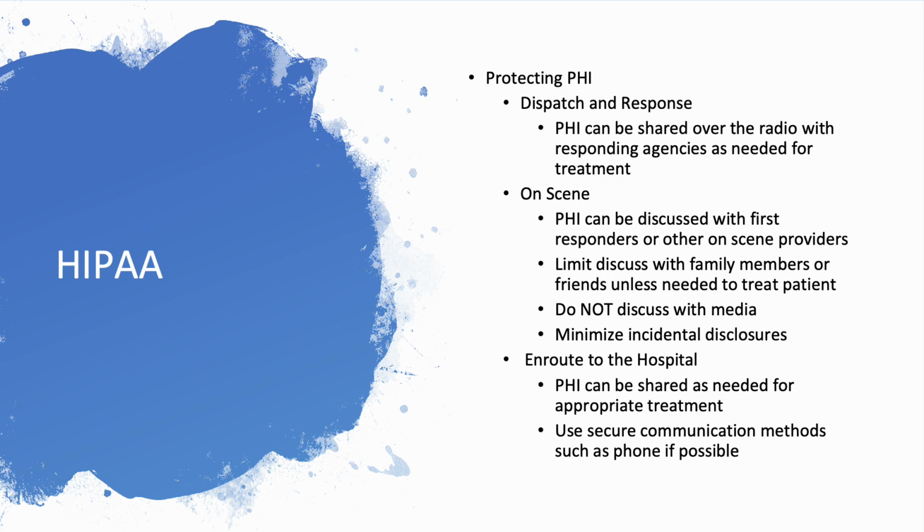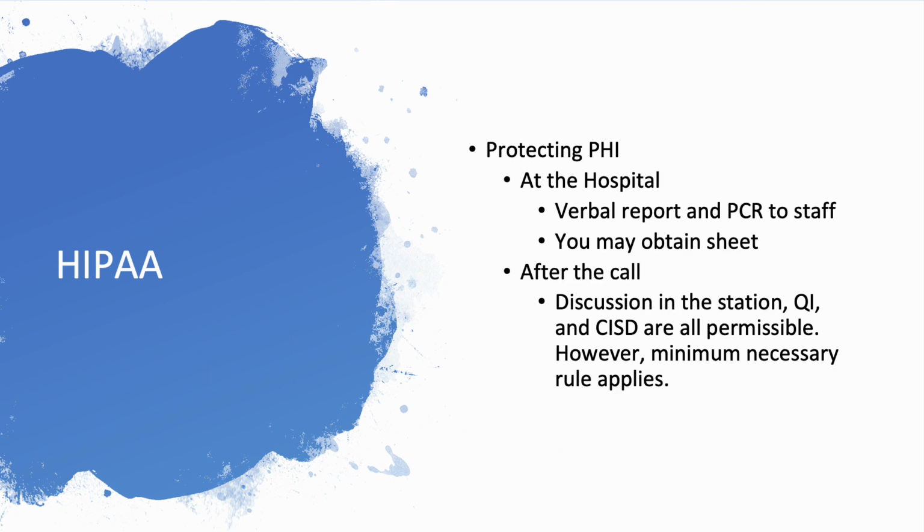So how do we protect it? Make sure we don't share information over the radio. On scene, try to discuss with only first responders. Limit discussion with family members or friends unless it's needed to treat the patient. Don't discuss anything with the media, and that should help minimize incidental disclosures. En route to the hospital, share only as needed on appropriate treatment, again, not over the radio, and use secure communication methods such as a phone if you're given a patient name.